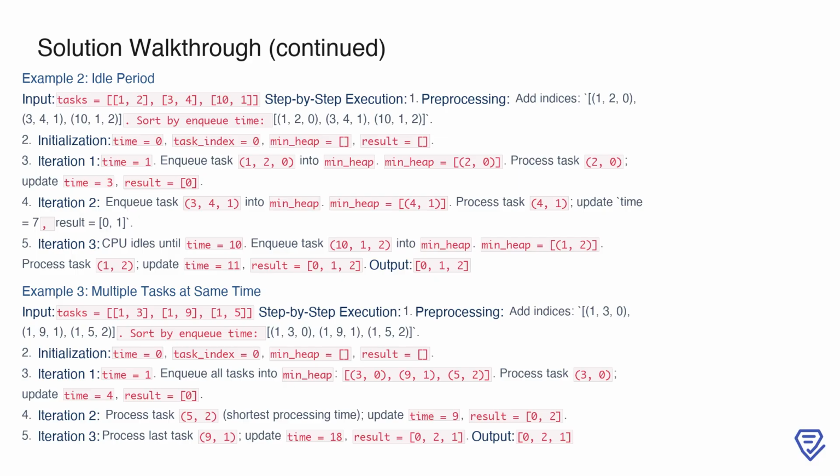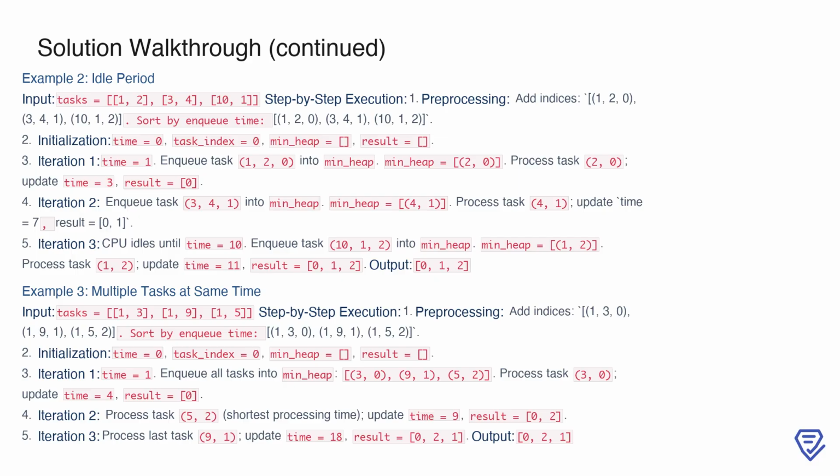After preprocessing, we get [1, 3], [0, 1], [9, 1], [1, 5], [2]. Sorting by enqueue time doesn't change the order. At time equals 1, we enqueue all 3 tasks into the min_heap, resulting in [3, 0], [9, 1], [5, 2]. Processing the first task, [3, 0], updates time to 4 and adds 0 to the result.